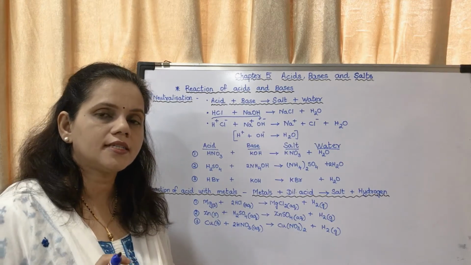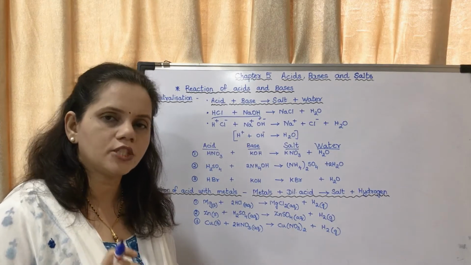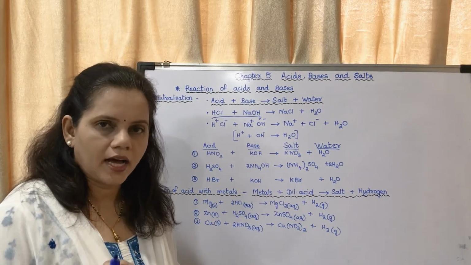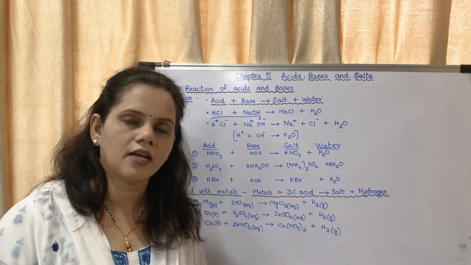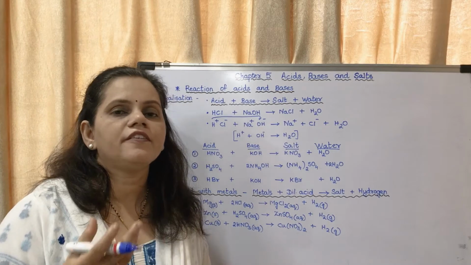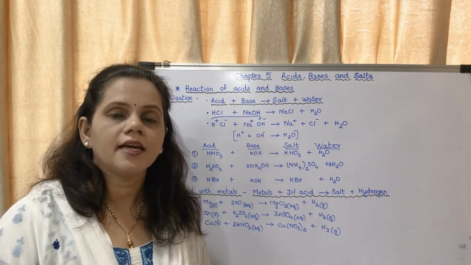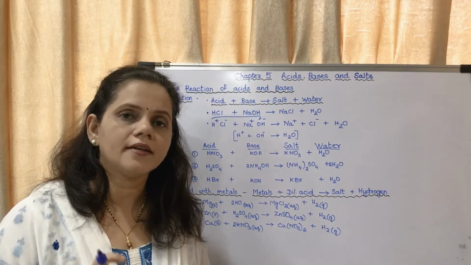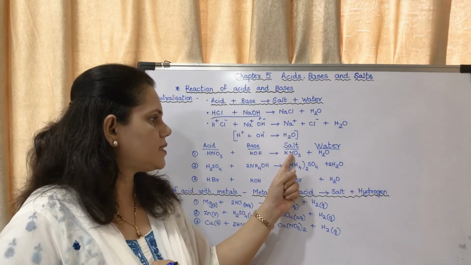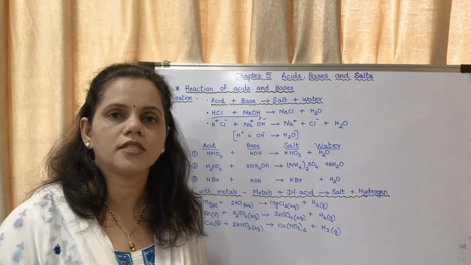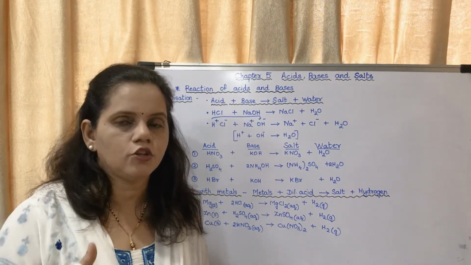Now salt is a general term which is given to compounds which do not have H positive or OH minus ions. You may remember this. If a compound is having H plus ions, it is an acid. If it is able to form OH minus ions, then it is a base. If it is not able to form either H positive or OH minus, then it is a salt. Here you may see there is no H, there is no OH. It cannot form H, it cannot form OH. So it is a salt. That way you may remember.